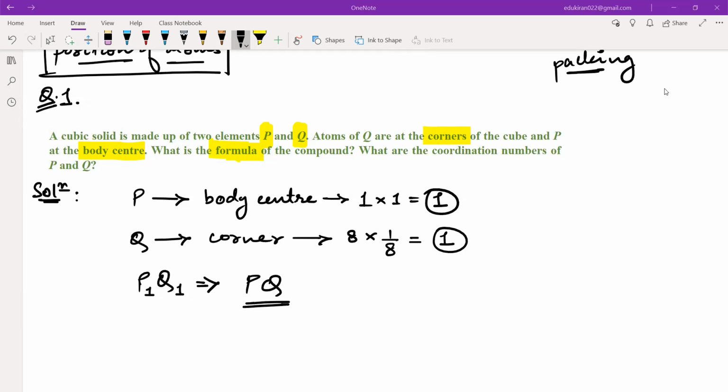Okay. Now next is, as you can see that P is at corner, P is at body center and Q is at corner. That means it is body centered cubic, right? Body centered cubic. And the coordination number of P and Q? What will be the coordination number? Tell me, of P and Q.